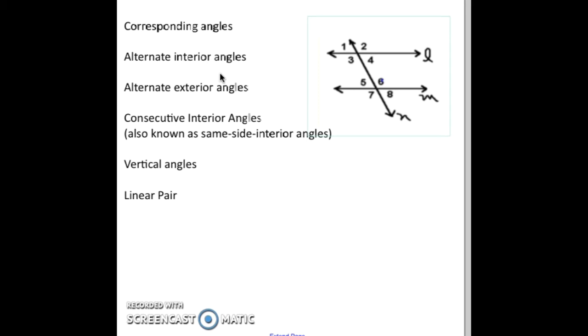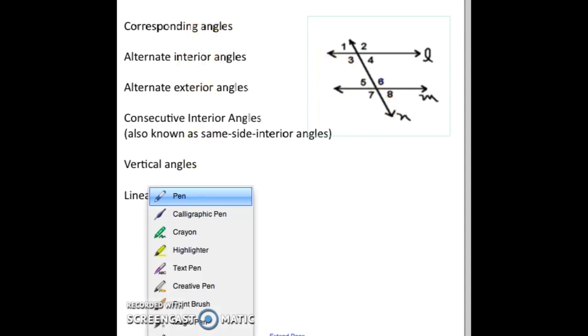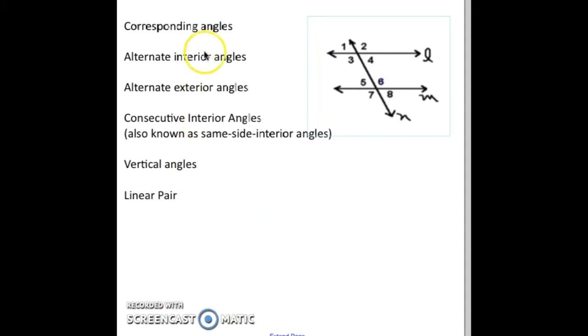You did this in middle school at one point. Corresponding angles are on the same transversal but on different lines. They're in corresponding locations. So angle 2 and angle 6 are corresponding angles. 4 and 8 are corresponding. 1 and 5 are corresponding, and 3 and 7 are corresponding angles. I'm going to write down one set, but remember, this is not the only set. It takes me a little bit of time to write them down. Sorry about the handwriting here.